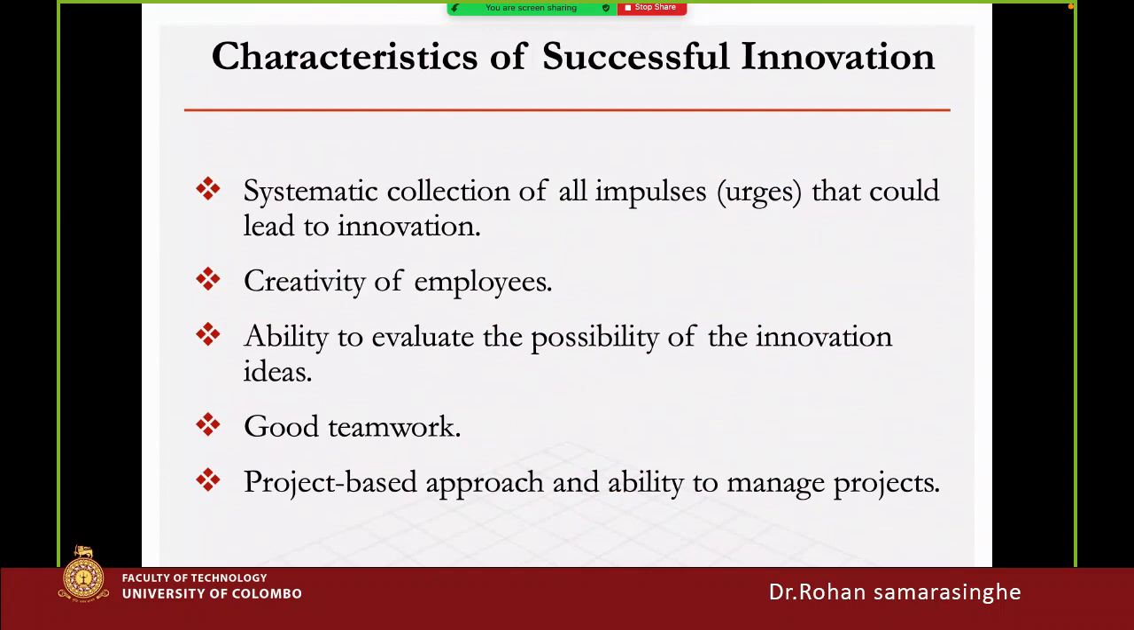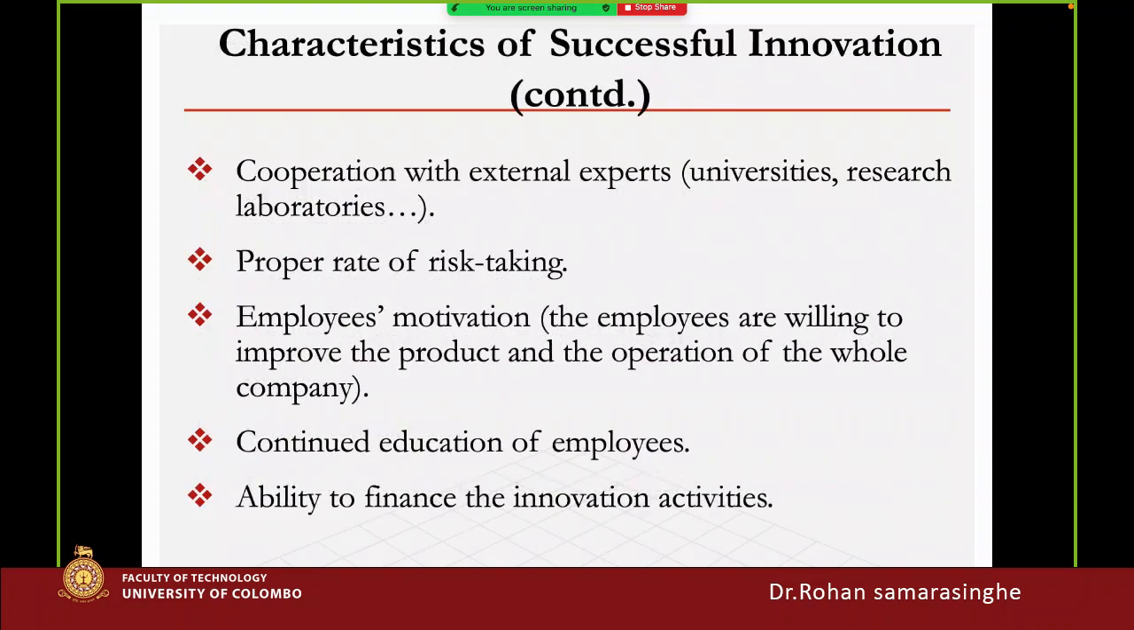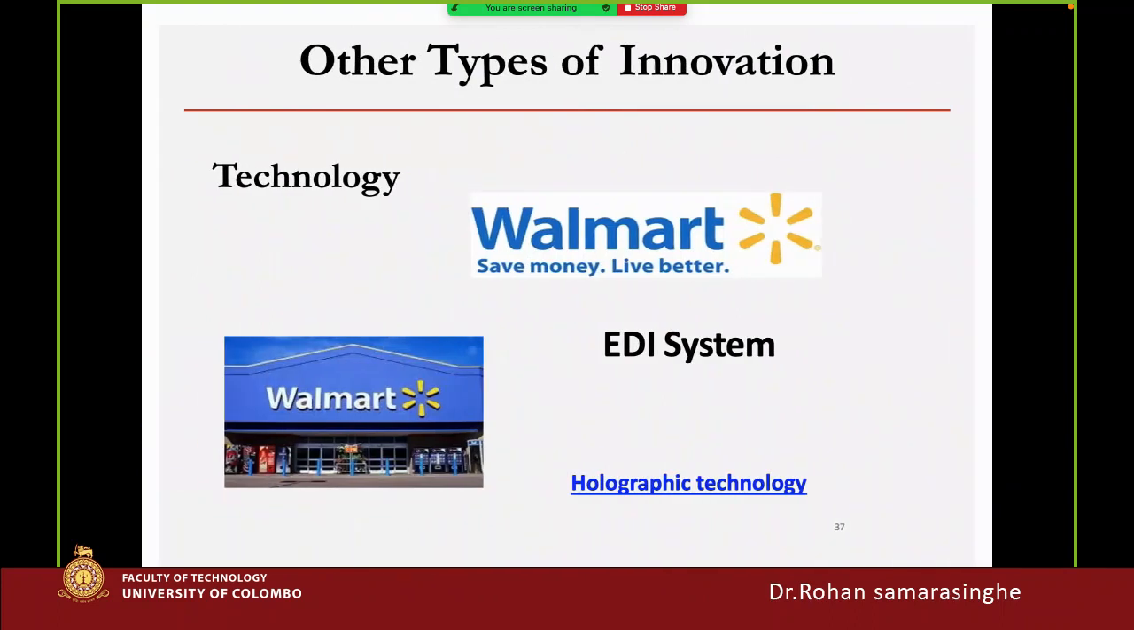So what are the characteristics of these successful innovations? One is systematic collection of all impulses and urges that could lead to innovation, and creativity of the employees, as well as the ability to evaluate the possibility of innovation ideas, and good teamwork. They must have good teamwork and a project based approach, and cooperation with external experts, which I explained earlier. The proper rate of risk taking, and employees' motivation and continued education, as I explained in the previous lecture also. And so these are some examples of innovation types.